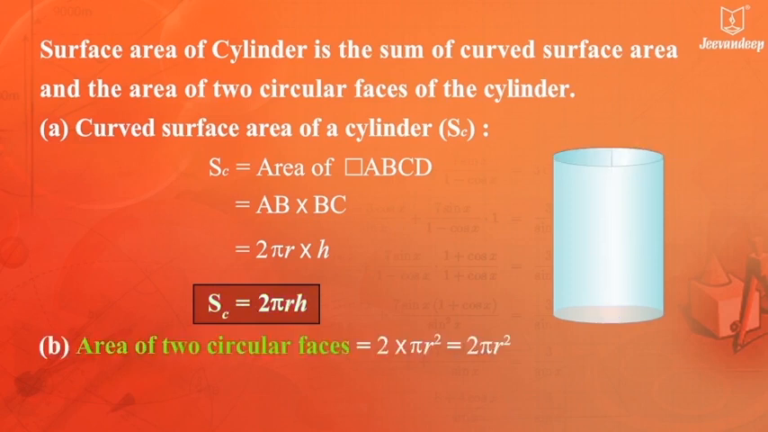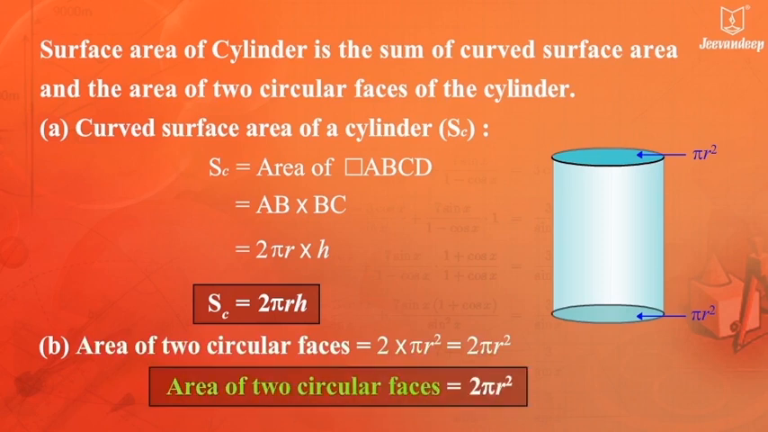B. Area of two circular faces equals twice of pi r square, or 2 pi r square. Area of two circular faces equals 2 pi r square.